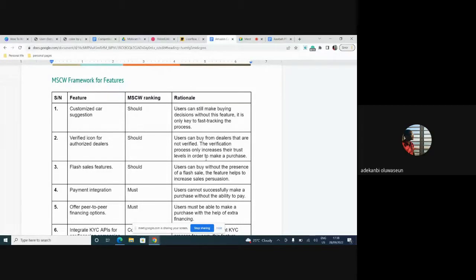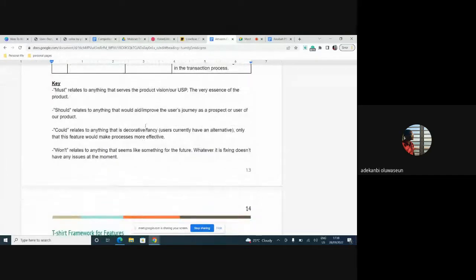Awesome. So this is the MoSCoW framework, right? And like I said, it's based on these values: must, should, could, and won't. So must relates to anything that serves the product vision, the very essence of the product. So it's very important, literally. It's like the backbone of your product.